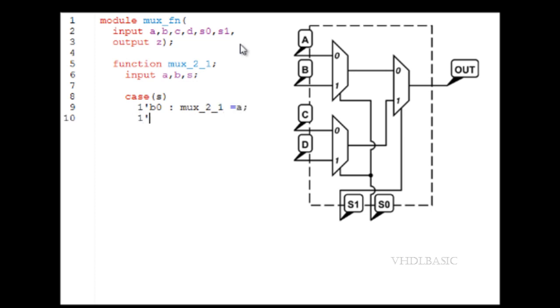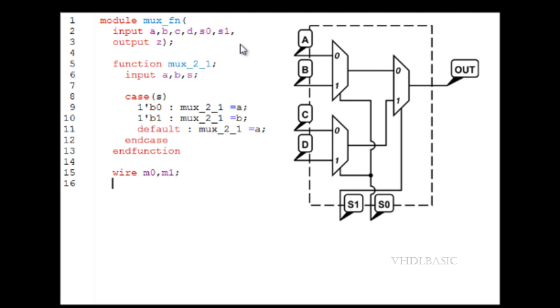Coming to the implementation of the 2:1 mux using function, right? So functions generally need to be declared inside the module. Here I'm using the function, and the function name is mux_2_1. Here there are 3 inputs, A and B and select S actually. With respect to the select, I am assigning the output. For example, if select is 0, then I am assigning input A to the output. If select is 1, then I am assigning input B to the output, right?